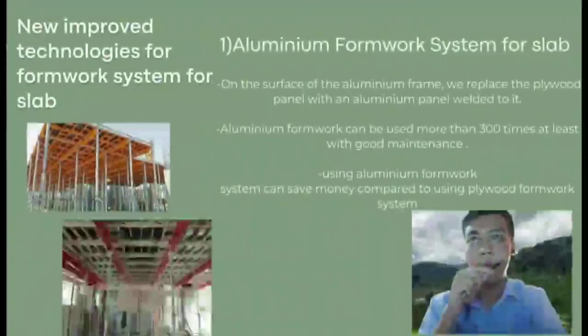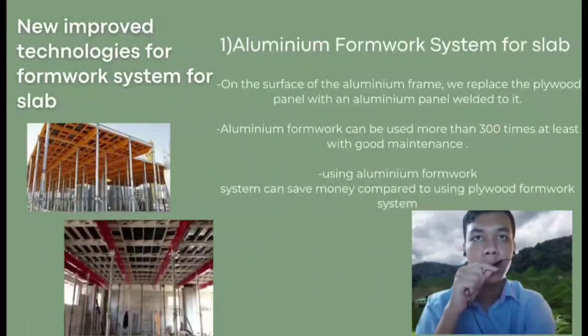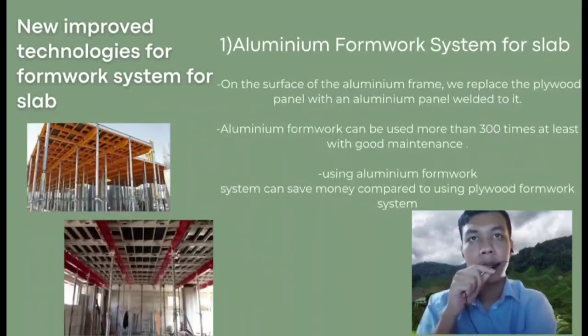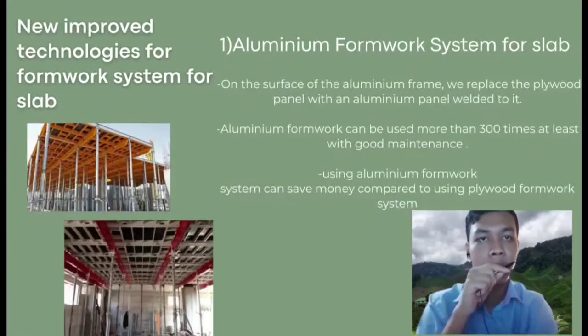Next is a new improved technology for the formwork system for slabs. We replace the plywood panel with an aluminum panel welded to it. Aluminum formwork can be used more than 300 times. And using an aluminum formwork system can save more money compared to using a plywood formwork system.